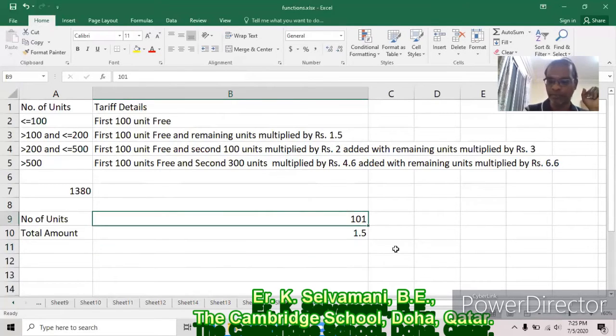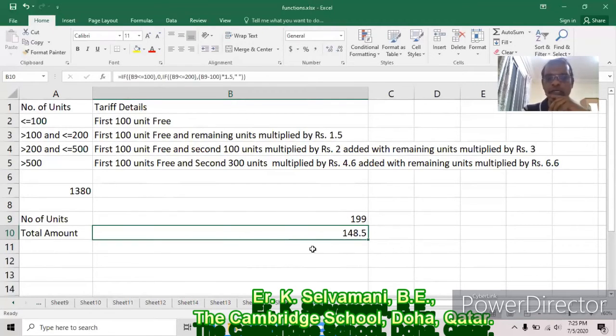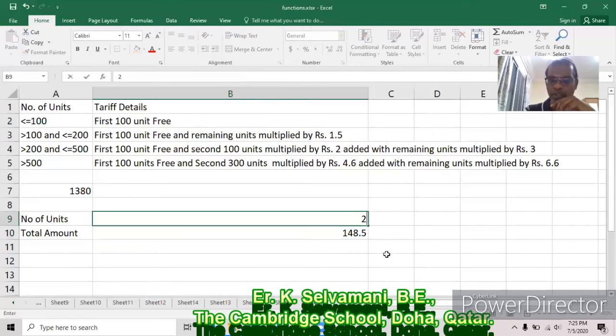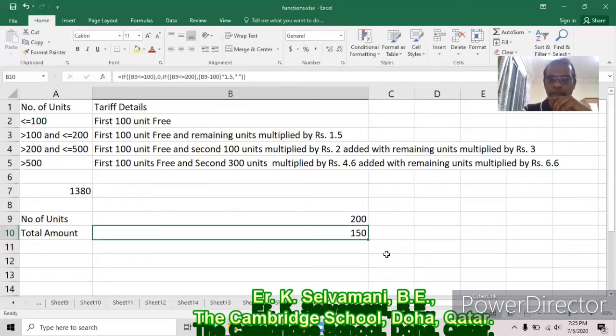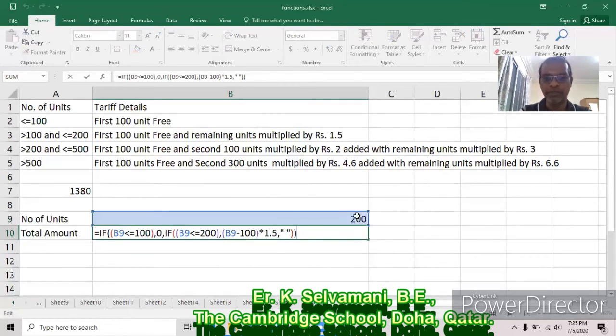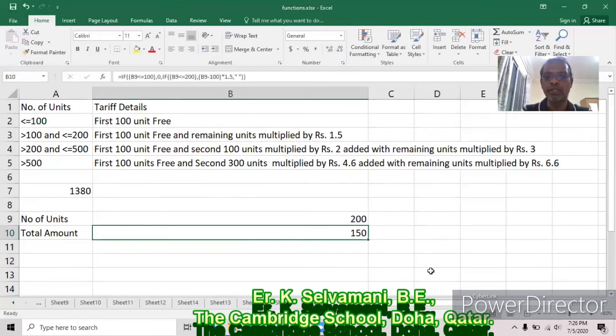Here what will happen? For our practical exam, we can put 199. So he has to pay only 148.50. What will happen at 200 units? It is 150. Please assume the first 100 units are free, so the remaining 100 units should be charged. The remaining 100 units should be multiplied by 1 rupee 50 paise, so that is why you got only 150. Okay, two slots are over.